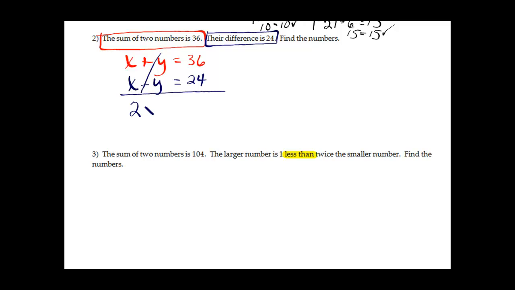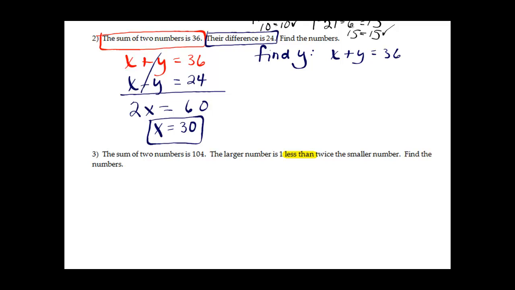It's giving you 2x equaling 60, x equals 30, and you'll at this point find your y. And y looks like equals 6. I'm going to ask you to check that on your own. The point will be 36.